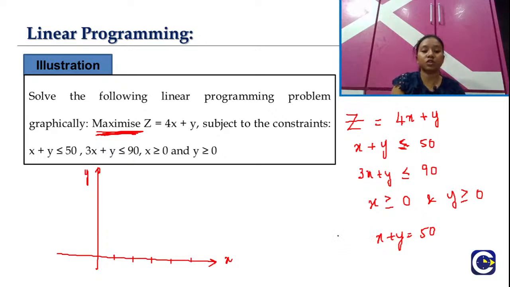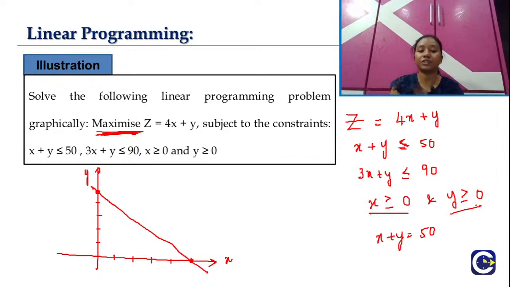That means when x equal to 0, y is 50. So y is 50 somewhere here, and the other point will be here. So this is the plot of the constraint x plus y equal to 50, and less than means this will be the region. Because x greater than or equal to 0 and y greater than or equal to 0 state that it will obviously be in the first quadrant. And this constraint is already plotted.